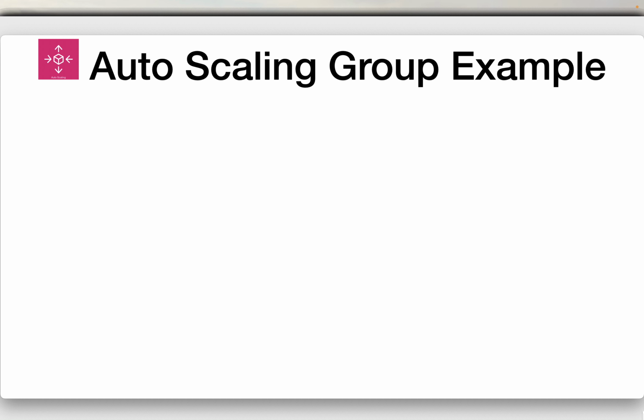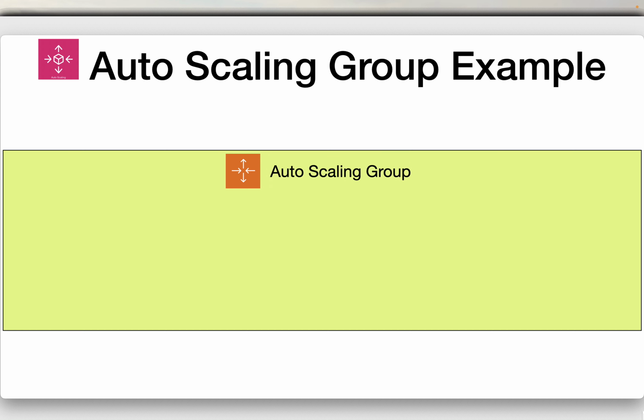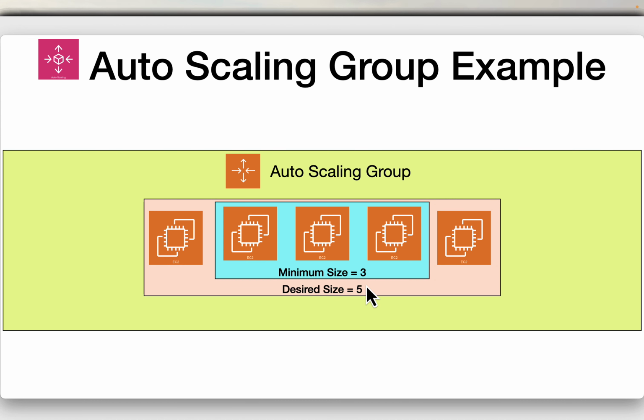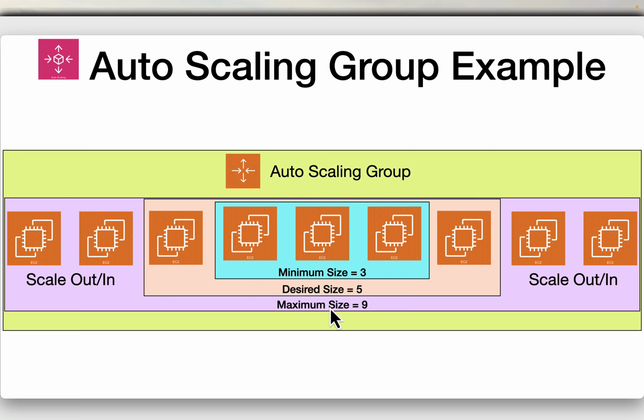Okay, auto scaling group example. So, for example, the following auto scaling group has a minimum of 3 instances to start with. Then we have set up a desired capacity, let's say of 5 instances, and then in the configuration we have also set a maximum size of 9 instances. So the scaling policies that you define adjust the number of instances within your minimum and maximum number of instances based on the criteria that you specify.